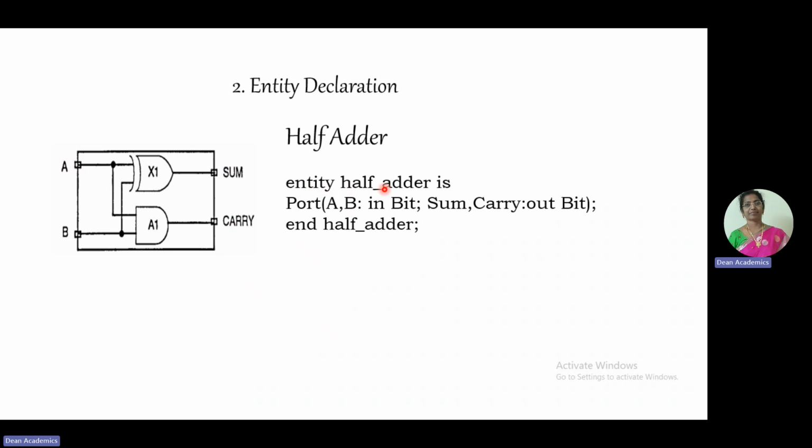Entity, name of the entity. We are considering the name of the entity as half adder. You can give any name. And what are the ports? Port A comma B are the input ports. They are of bit type data. Sum and carry are the output ports. They are also bit type data. End entity. That means end the name of the entity, that is half adder. Like this, we write the entity declaration.